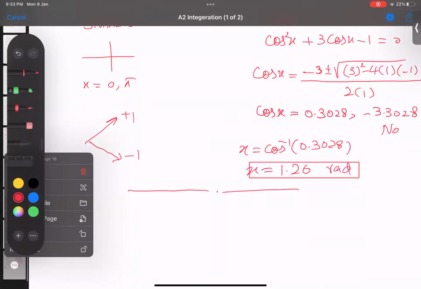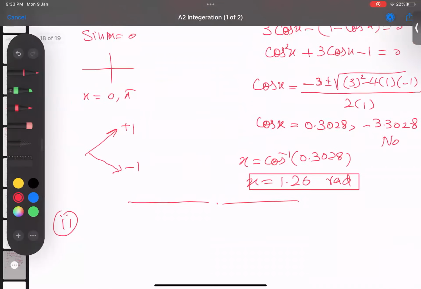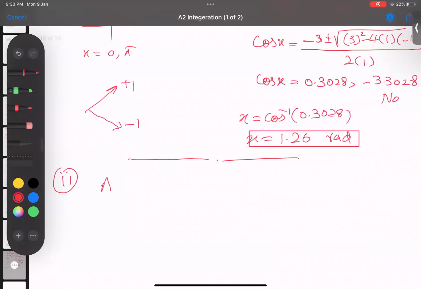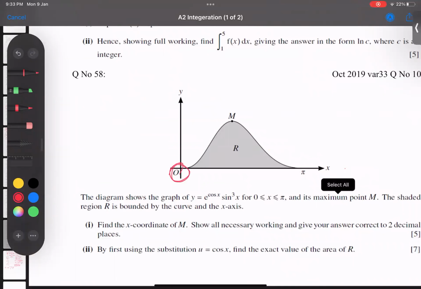And part number 2 says we have to go for integration. Let's start the integration part. He's saying use this substitution and find the exact area. Exact is a little hard for us. So what is the basic rule of the area formula? The area formula is basically the integral from x1 to x2 of y dx. X1 is 0, x2 is pi, and the y value is this. So I'm going to plug in all these values.